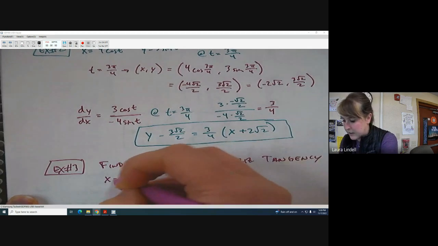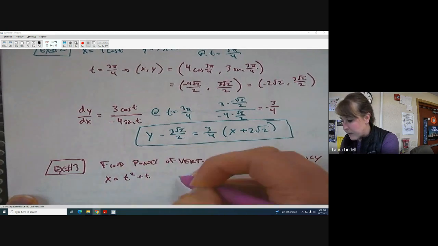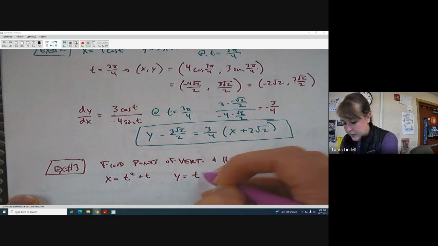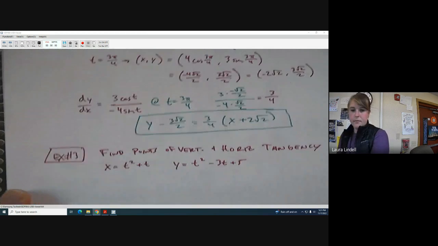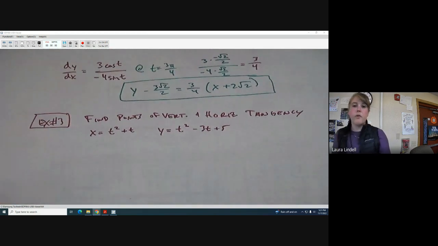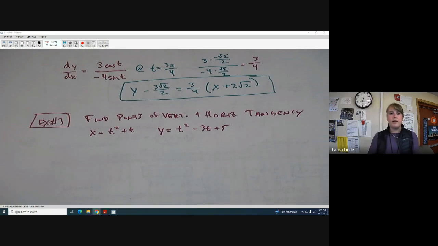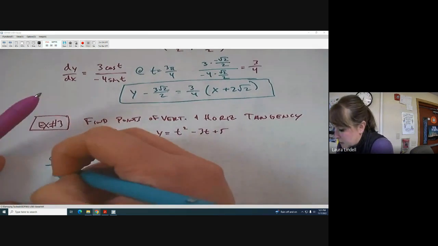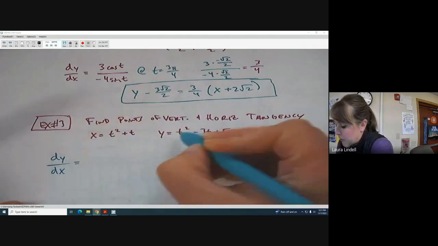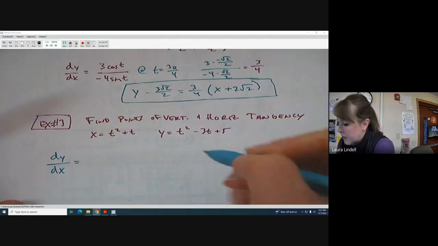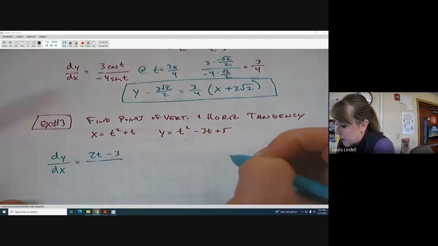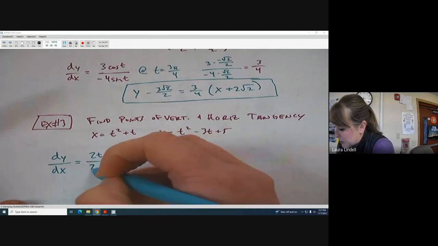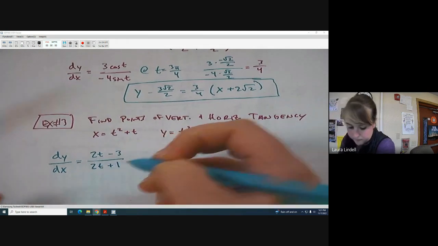This time we're going to have x equals t squared plus t, and y equals t squared minus 3t plus 5. Okay, so if we're looking for horizontal and vertical tangency, the first thing that we need is the derivative. So we need dy dx. So the derivative of y on the top is going to give us 2t minus 3. On the bottom, the derivative of x is going to give us 2t plus 1.